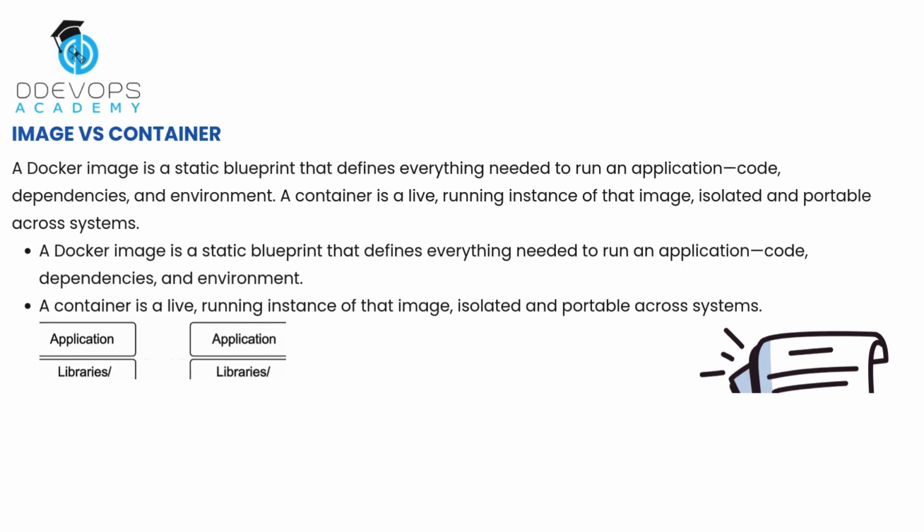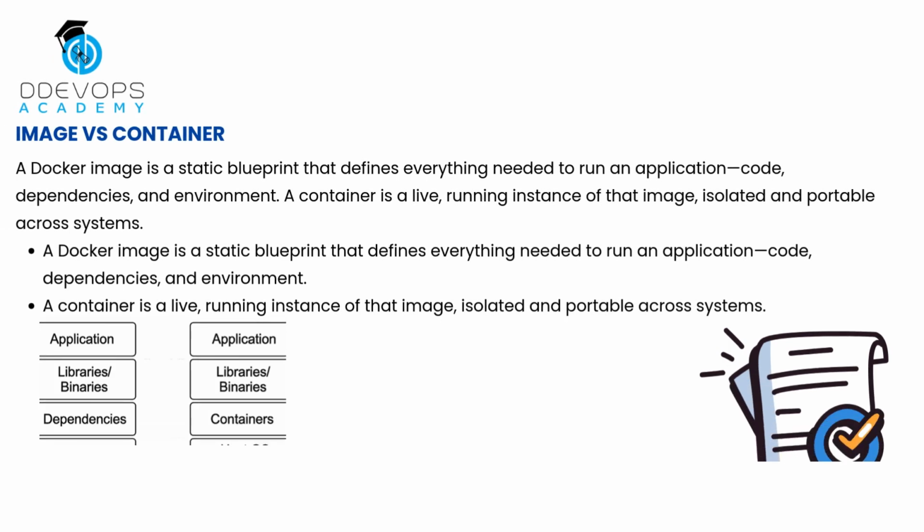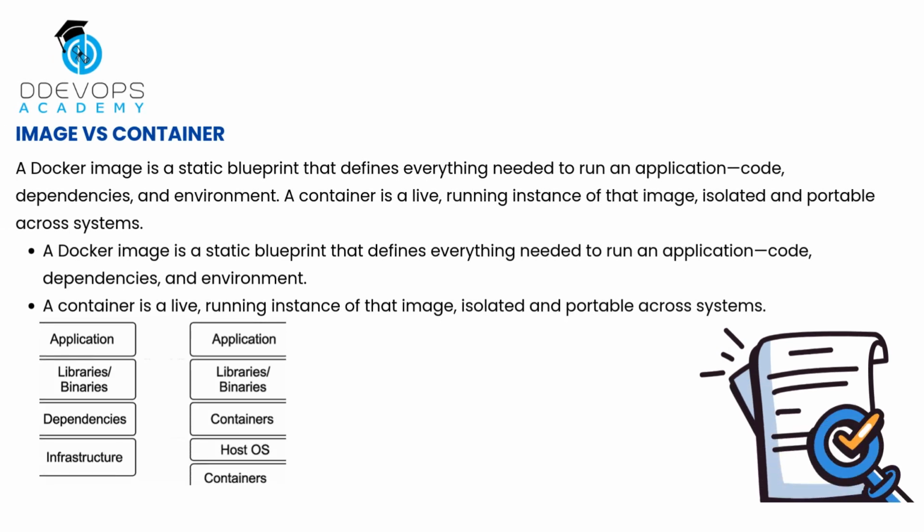Let's clarify a core Docker concept: image versus container. A Docker image is a static blueprint. It defines the code, dependencies, and environment needed to run an app. A container is the live, running instance of that image. It's isolated, portable, and ready to execute. Think of the image as the recipe, and the container as the dish served from it.